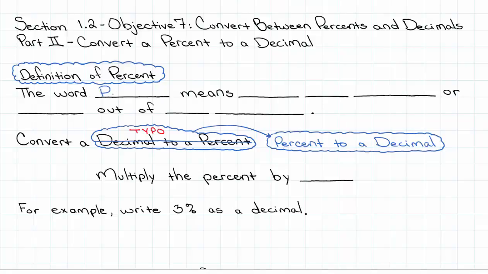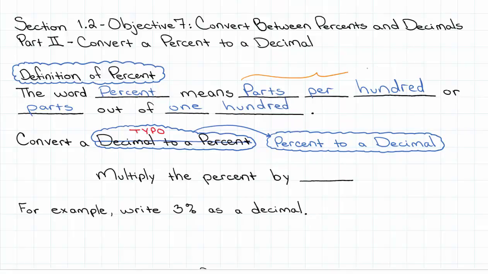The word percent means parts per hundred, or parts out of 100. If you watched my last video, then you'll know that this, another way of saying parts per hundred or parts out of 100, also means to divide by 100.